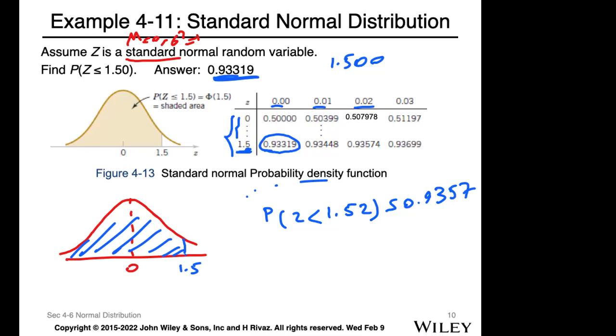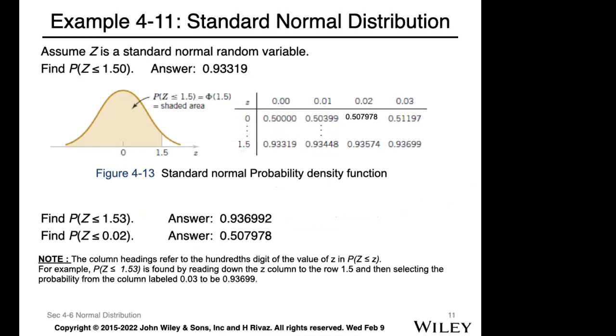Any other questions? Okay. So we just calculated this one. And if I want to calculate the probability of z less than 0.02, 0.02 is for row 0, so 0.02, and that's the probability. We can see that it's very close to 0.5. It's 0.507, quite close to 0.5. Any questions?